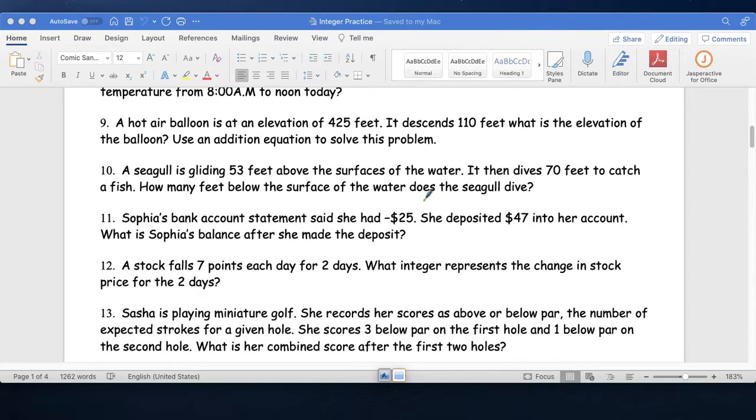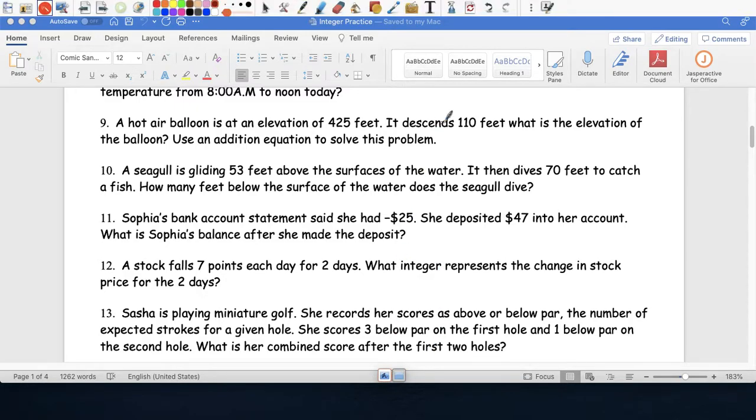Nine, a hot air balloon is at an elevation of 425 feet. It descends 110 feet. What is the elevation of the balloon now? Well, use an addition equation again. So we're going to represent this situation using addition. If it's at 425, the balloon's going to be positive 425 because it's above ground.